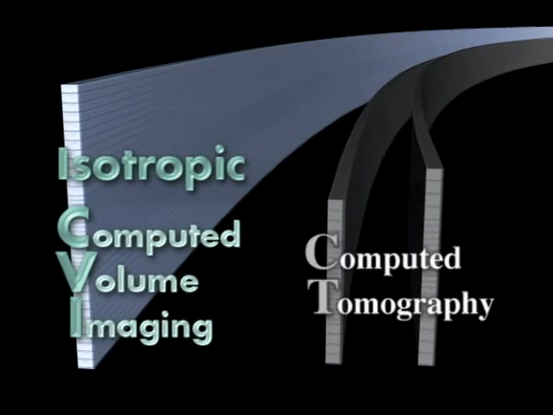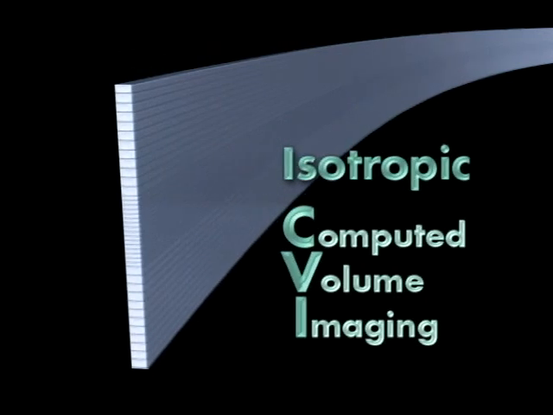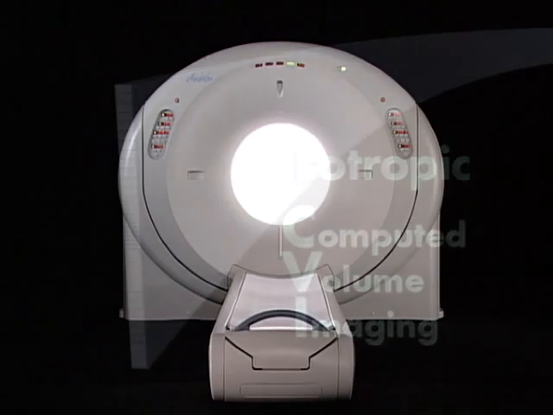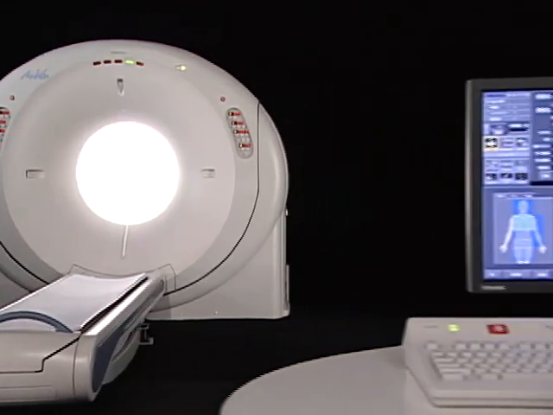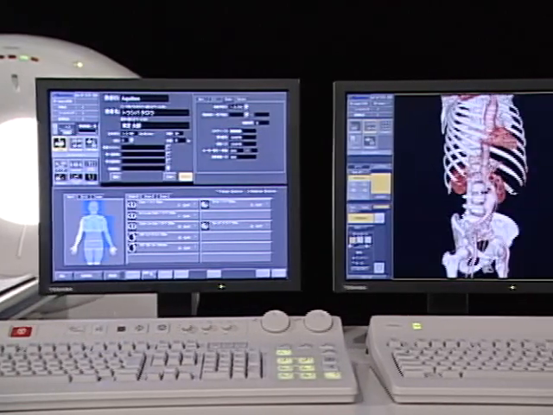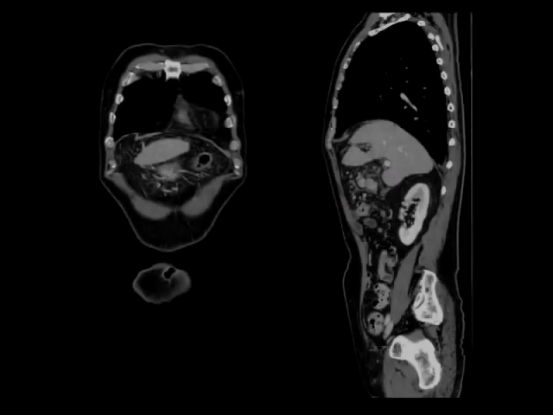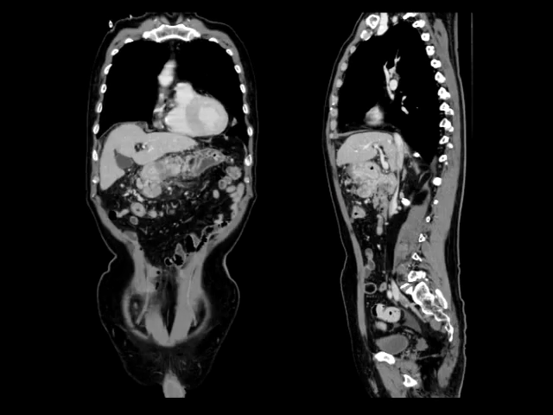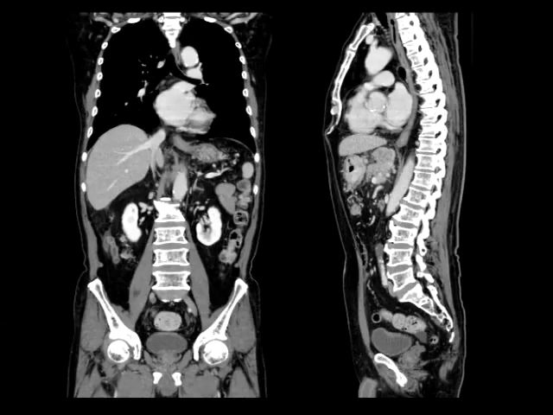Because TOSHIBA 16-row multi-slice is an entirely new kind of diagnostic imaging system that really should be called CVI, Computed Volume Imaging. With this system, TOSHIBA has empowered physicians with a new kind of diagnosis based on isotropic volume data. Moreover, with a single multi-slice scan, CT can now replace plain radiography and angiography and support the simultaneous diagnosis of multiple organs.